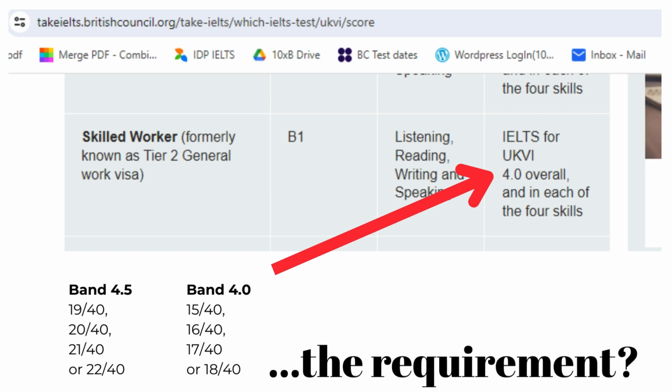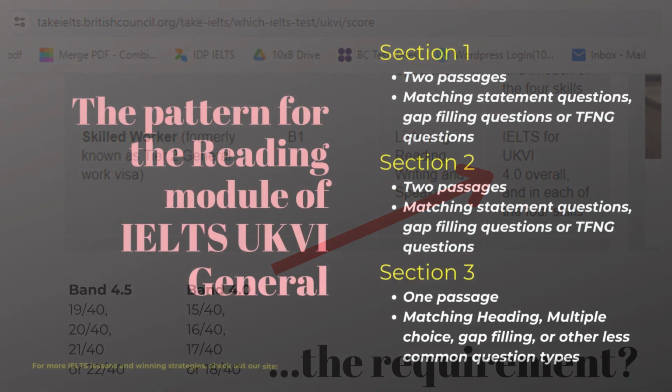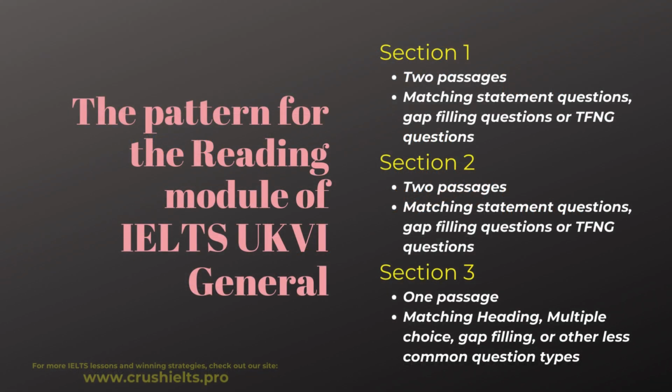Now, let me show you the pattern. What is the pattern for the reading test? There are three sections. How many sections? Three sections. In section one, you're going to have two passages. Okay, you will have one passage and then a set of questions. Then you have another passage and then another set of questions. So the question types that you will see in section one are matching statement questions, gap filling questions, or true, false, not given questions. Those are the common question types that show up in section one and section two.